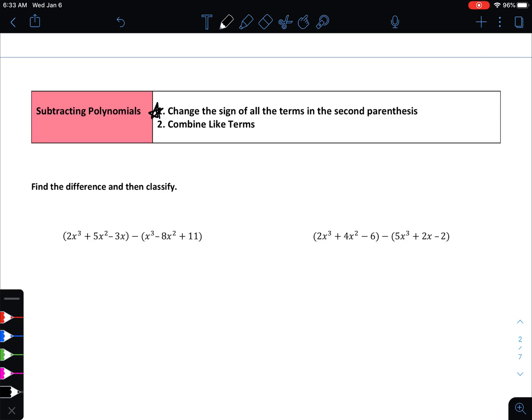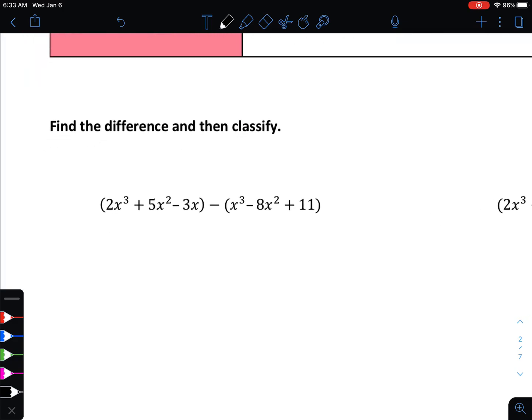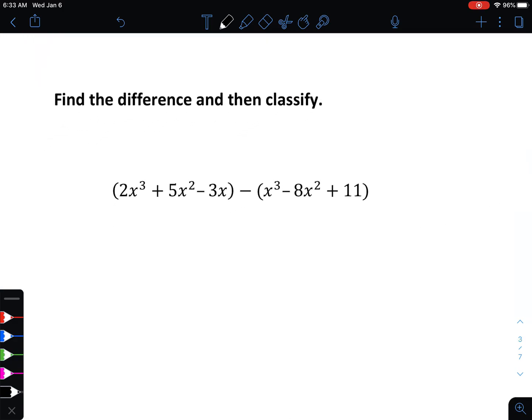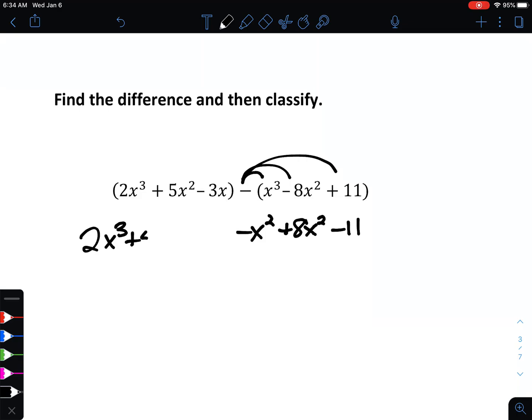So let's take a look at an example of how subtraction works, really the only difference being the first step. And that first step is we're going to take this minus sign and apply it to all 3 terms in the second parentheses. So the positive x cubed is now a minus x cubed. Our minus 8x squared is now a plus 8x squared. And our plus 11 is now a minus 11. Notice that there's nothing in front of our first parentheses, so we're just going to copy down each of those terms as they are. We're not going to change anything for that first parentheses.